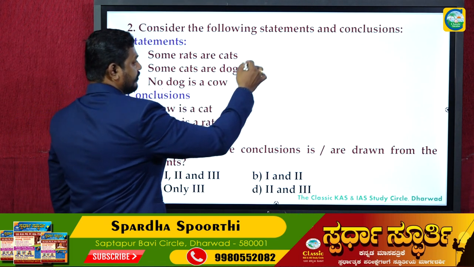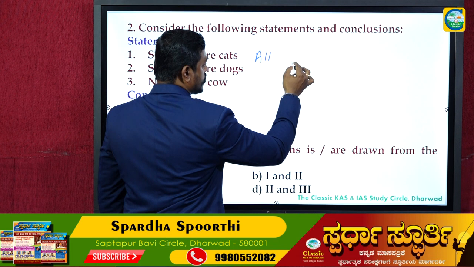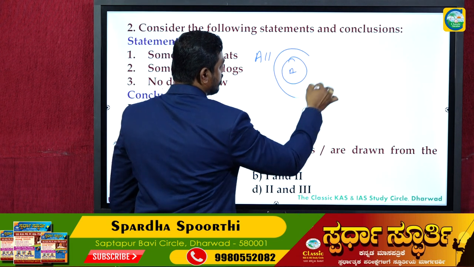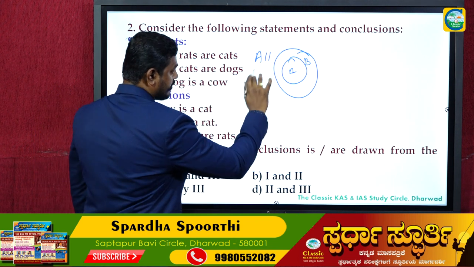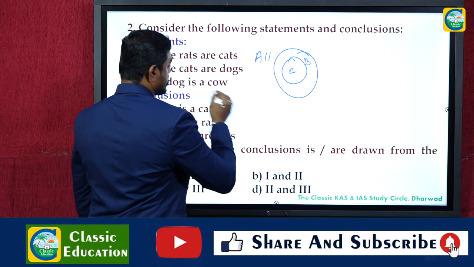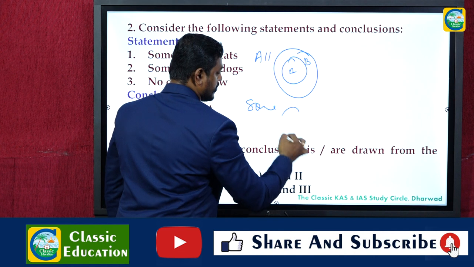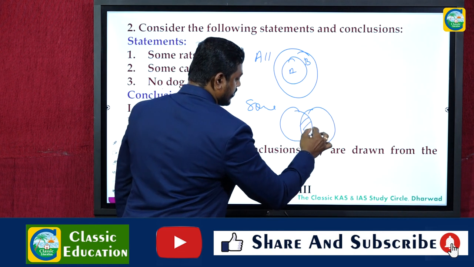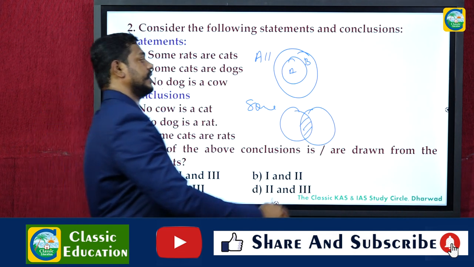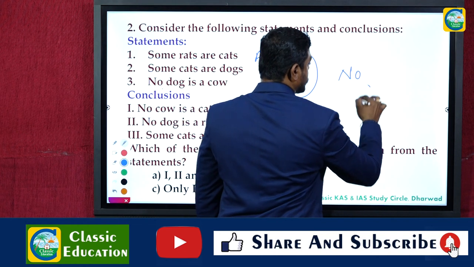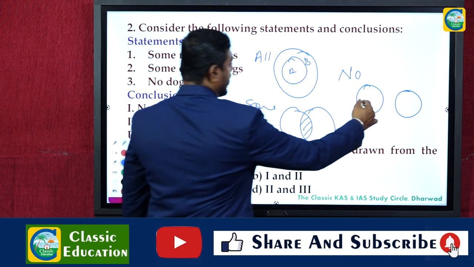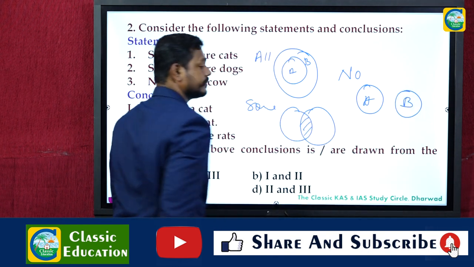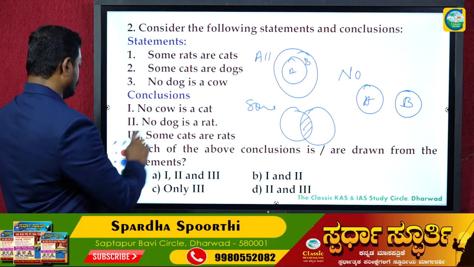So you get to know that if they ask "all", we have to draw like this: all A are B. This is a particular way of drawing Venn diagrams. Then if they ask "some", for example, this is a "some" diagram, this is the "some" part. If there is a "no", then it's particularly a no relation between A and B. Am I right, friends?